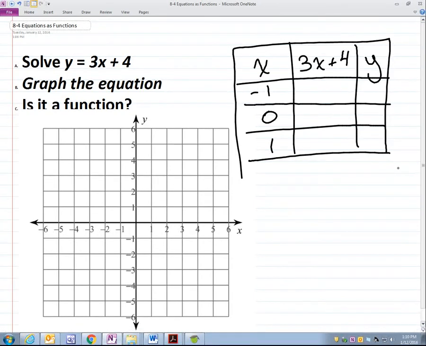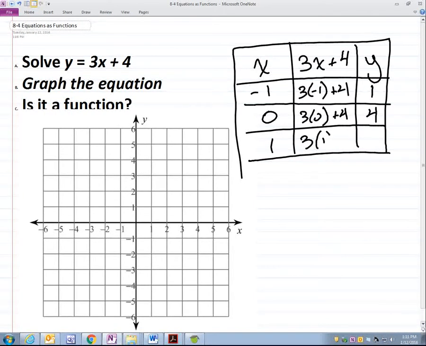So I just do a -1. That means I'm substituting -1 in where the x is. So I have 3 multiplied by -1 plus 4. That's going to be 1. Looks familiar from last night, right? Seven.